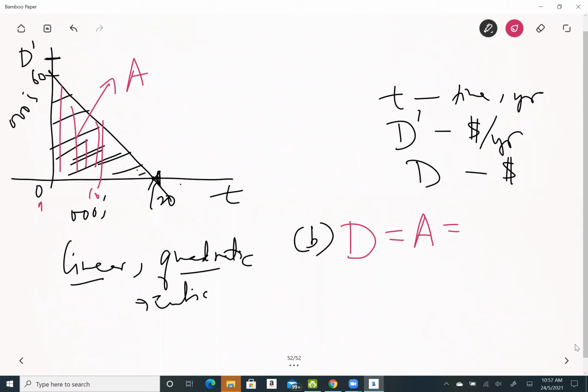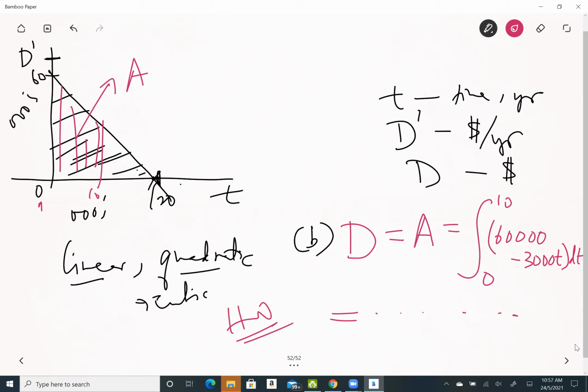It is equal to the integral from 0 to 10 of, after you simplify the function, 60,000 minus 3,000 T. So now you see the linear function. Evaluate it and you will get the answer. Show the steps. That is another homework question for you. Finish it out.